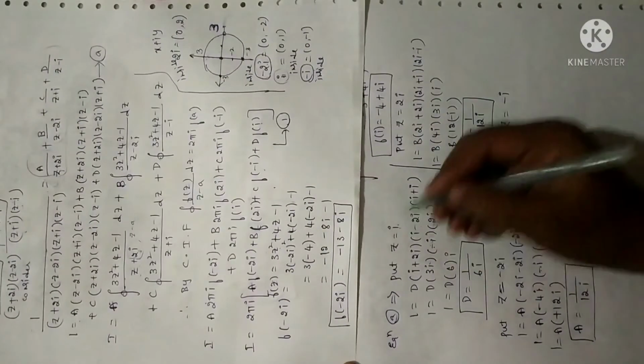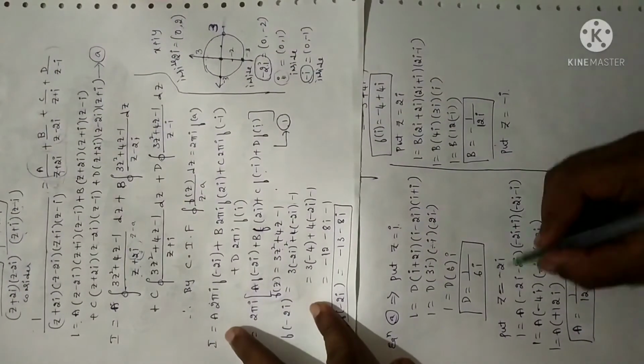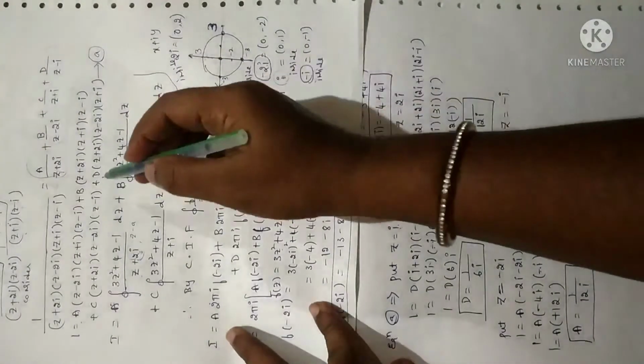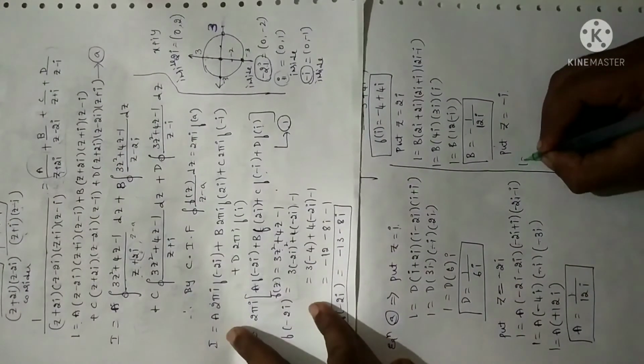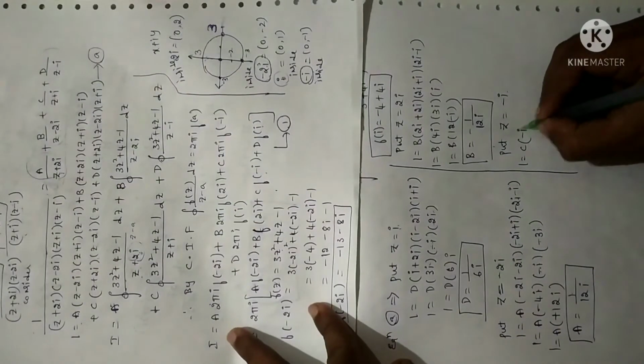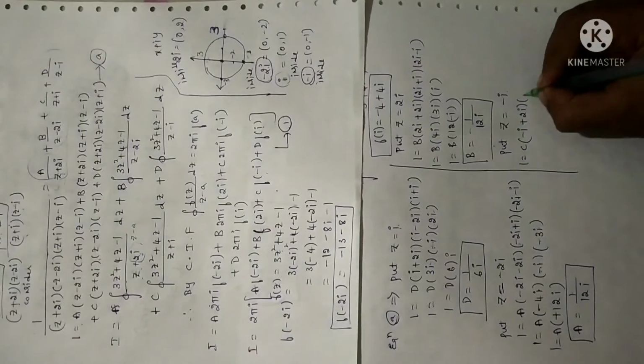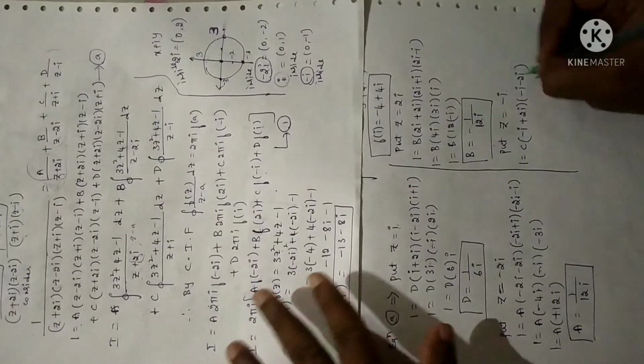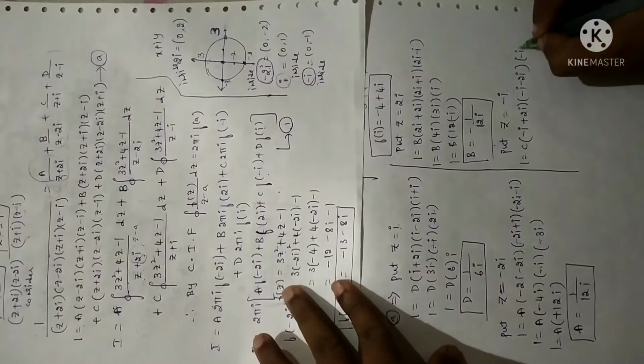Now let me substitute z is equal to minus i. I have already taken plus i, so I am going to substitute minus i. I have already obtained the A, D and B values, so you have to obtain the C value. 1 is equal to C into minus i plus 2i, minus i minus 2i, minus i minus i. Fine.